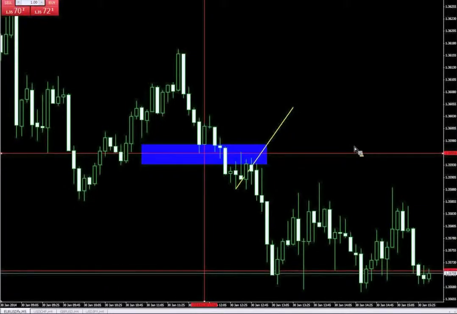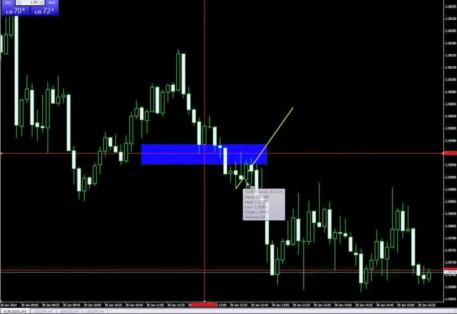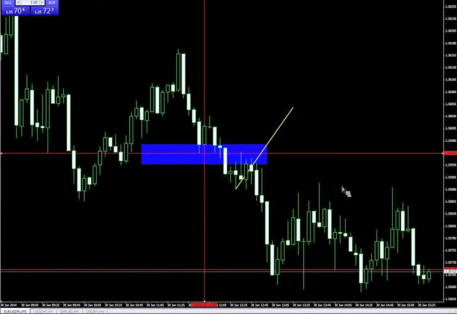Okay, now Pavel doesn't agree with this trend line, and Daryl doesn't agree with this trend line, so I want to ask them why. You went from, I'm going down to the M5 to get into the trade.